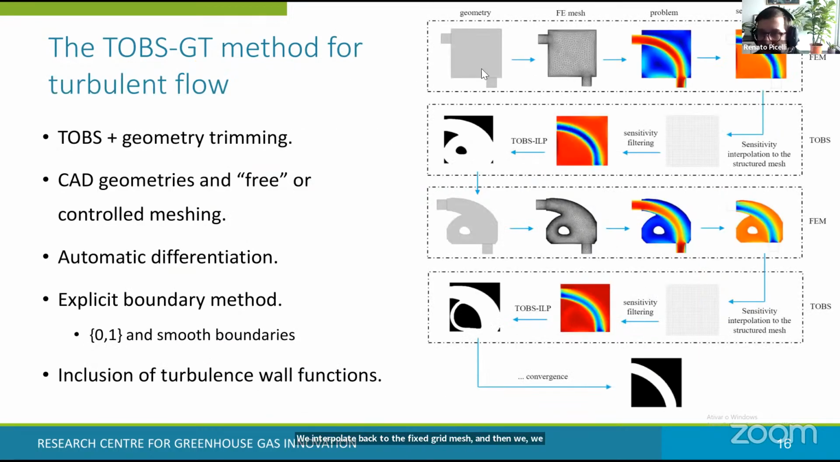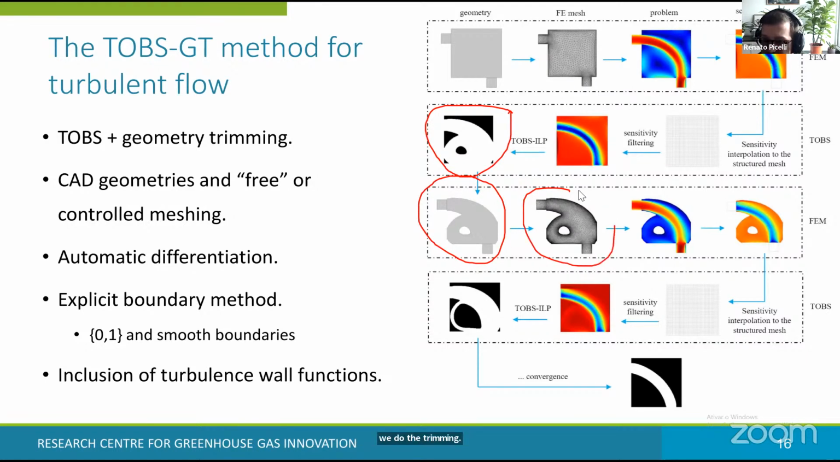So the idea is repetitive. Of course, topology optimization is an iterative method. At every iteration, we have a 0-1 solution, and we do the trimming. So every iteration, we have a body-fitted mesh with a smooth CAD, with proper refinement at the walls to model turbulence, and then we compute sensitivities and interpolate back. Please be aware that we are using sensitivity filtering, and then we iterate until convergence.